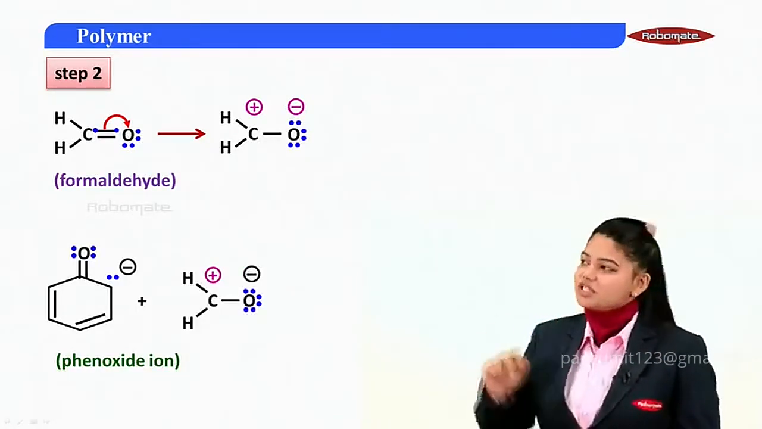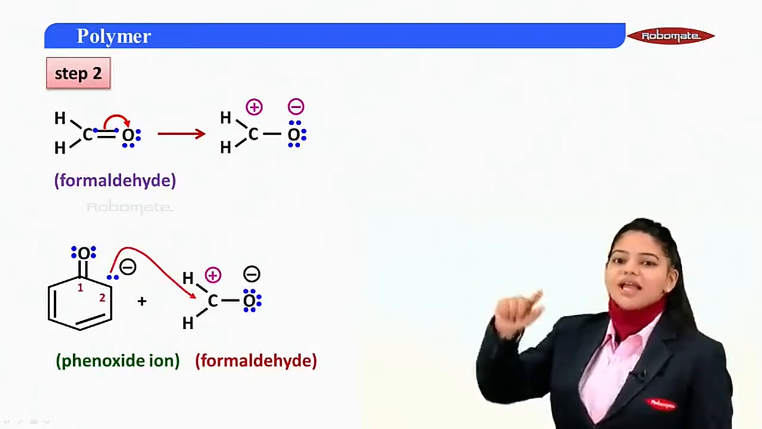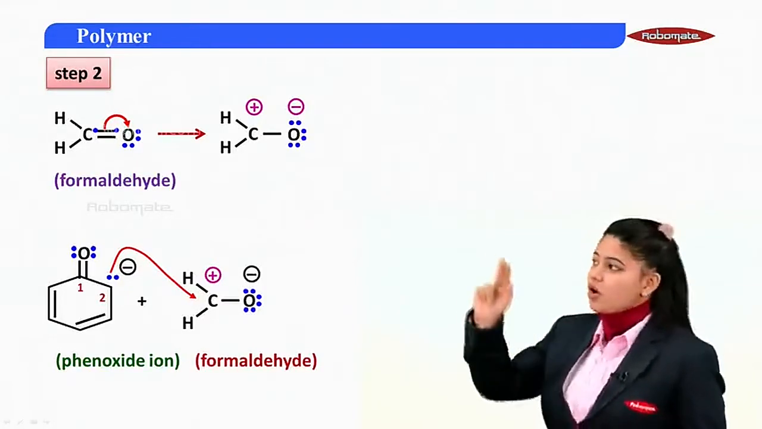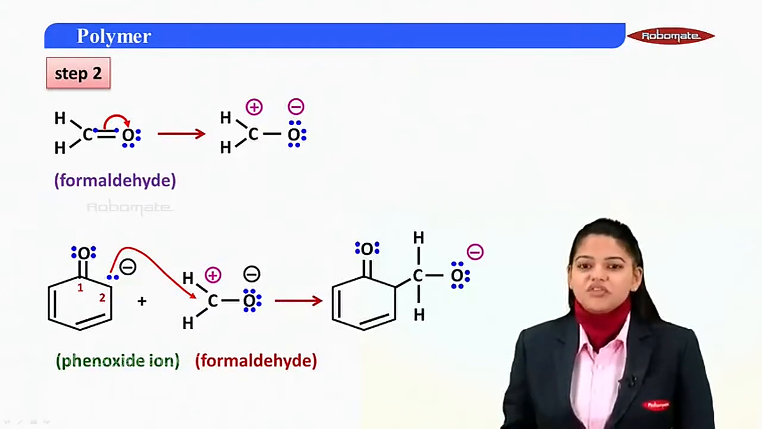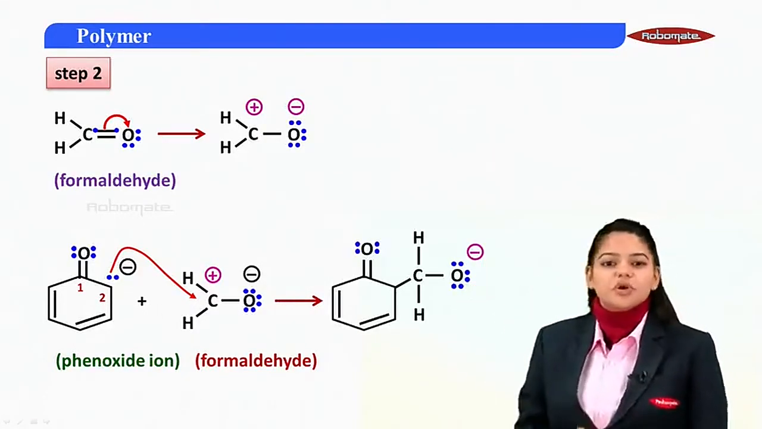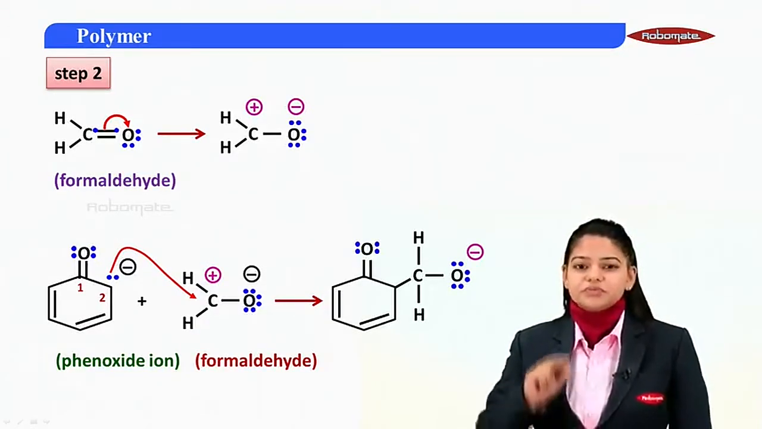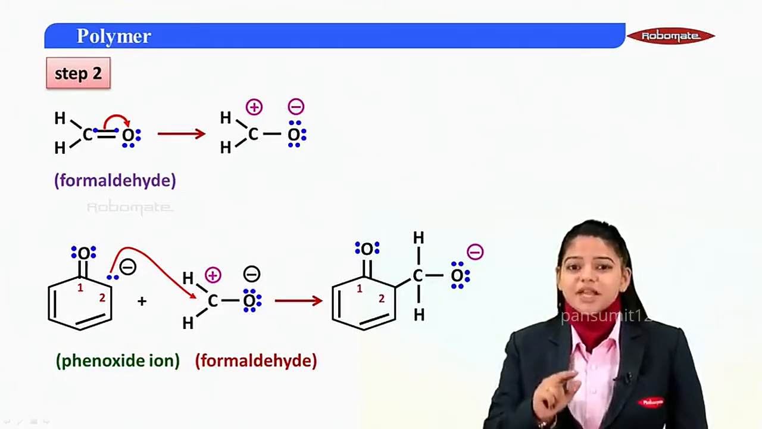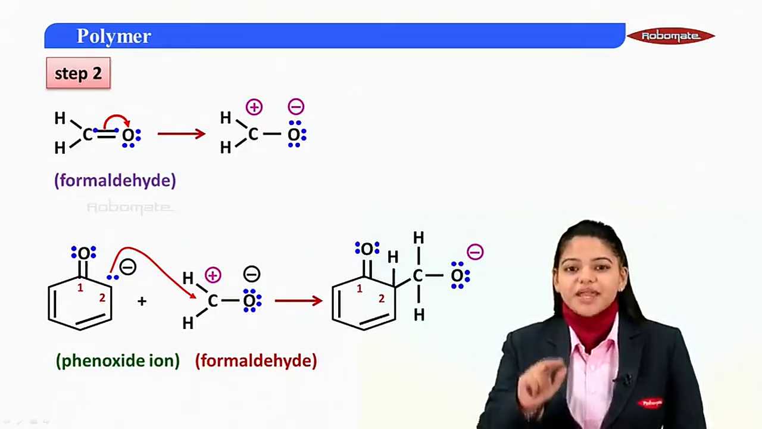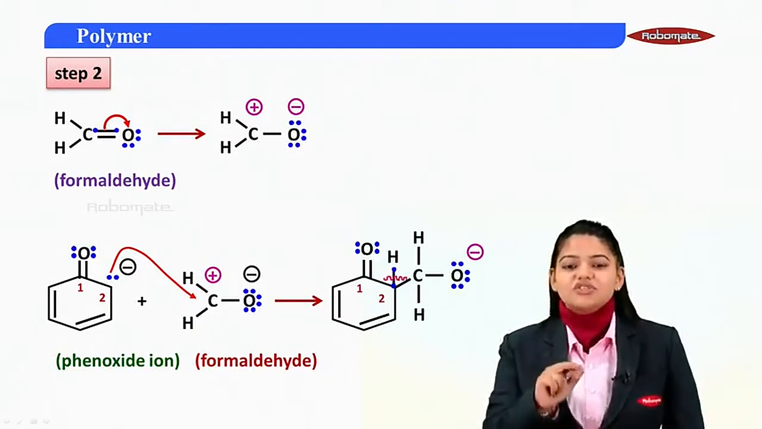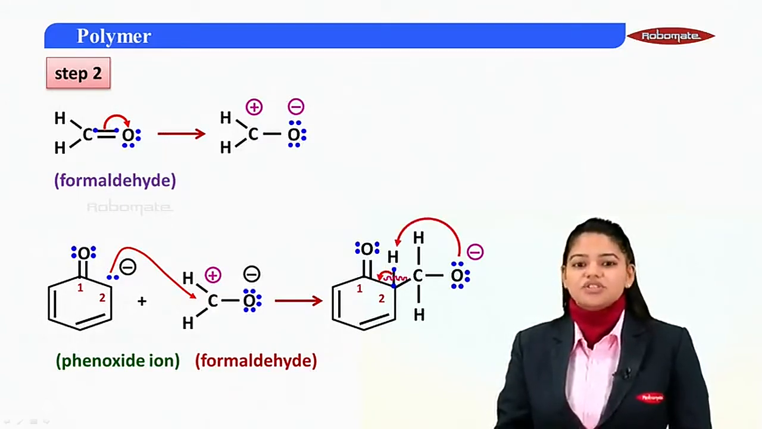The negative charge which is present on the second carbon atom will react with the positive charge of the carbonyl carbon. So the resulting structure we get is the CH2 group attached at the second position of the phenoxide group. The carbon at the second position of the phenol ring consists of a hydrogen atom which breaks and attaches to the negatively charged oxygen atom.